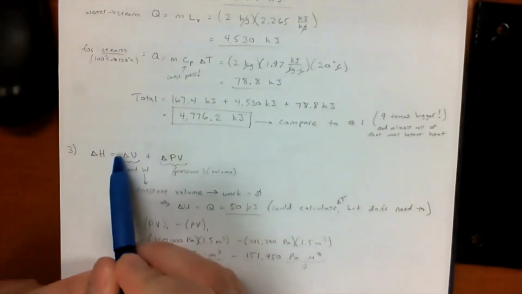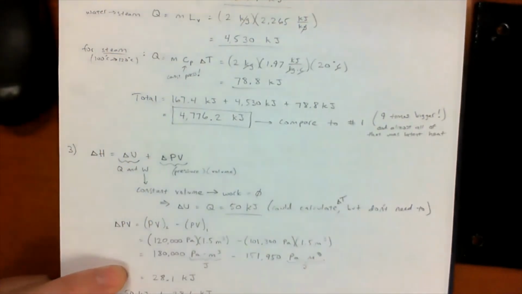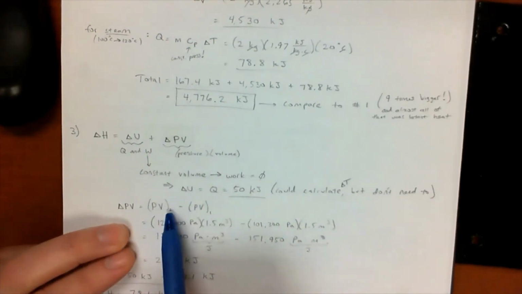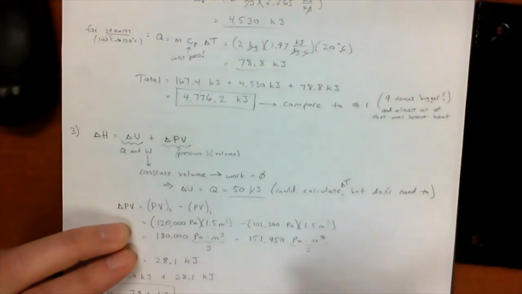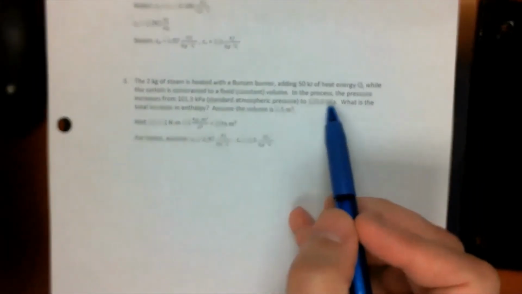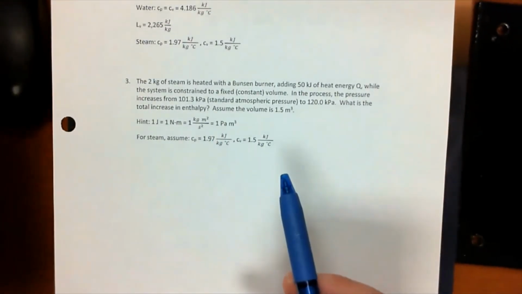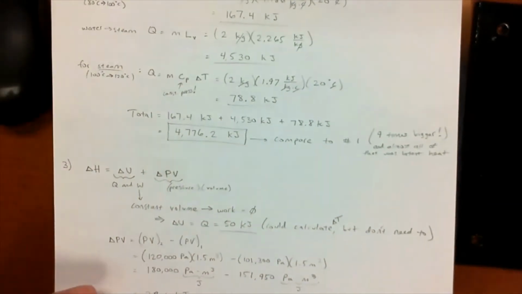That takes care of half of our equation for change in enthalpy. The next half is the change in pressure times volume. So the change in pressure times volume is PV2, pressure times volume at time 2, minus PV1, the pressure times the volume at time 1. All right, so we have all this information. We are told the pressure at time 2 and the pressure at time 1, and we're told it's at a constant volume of 1.5 meter cubed. So that's the volume at time 1 and time 2.